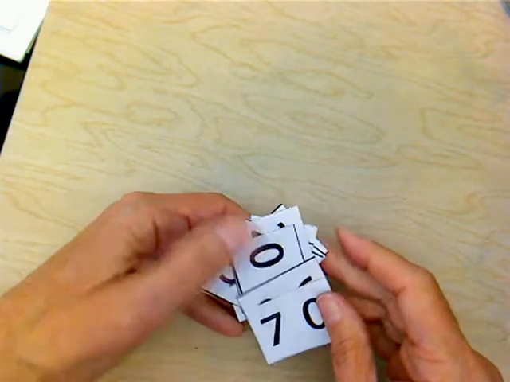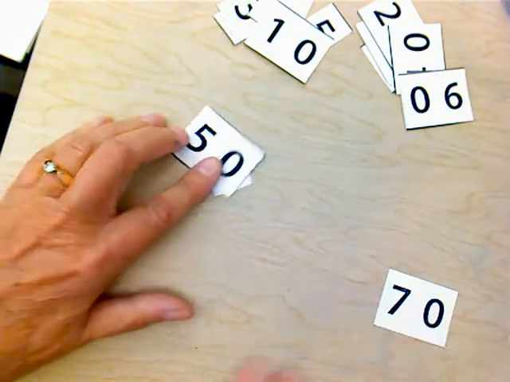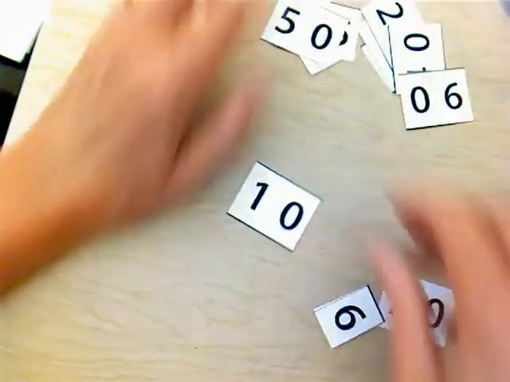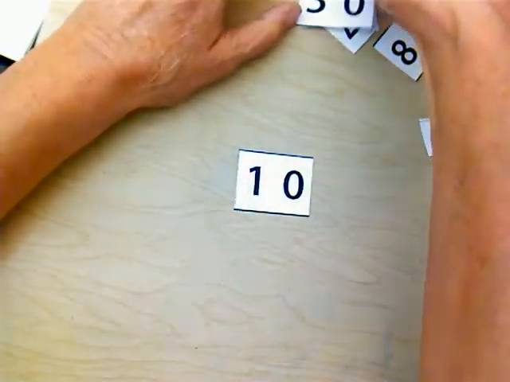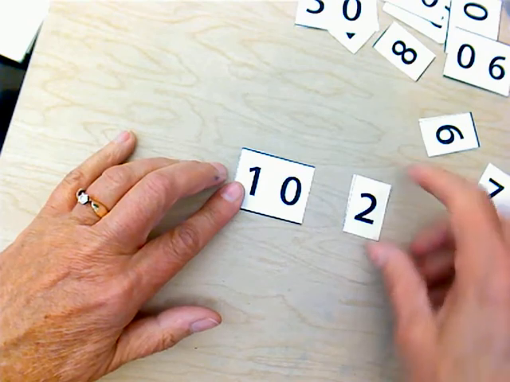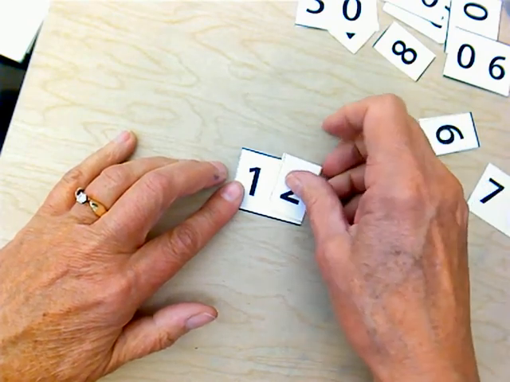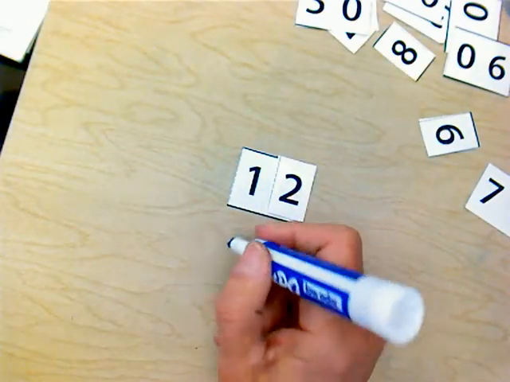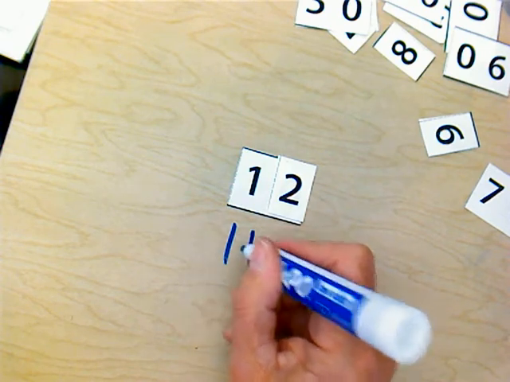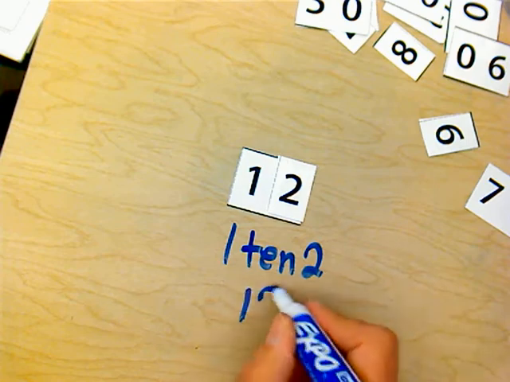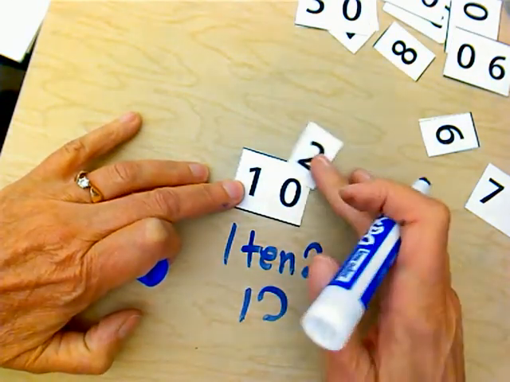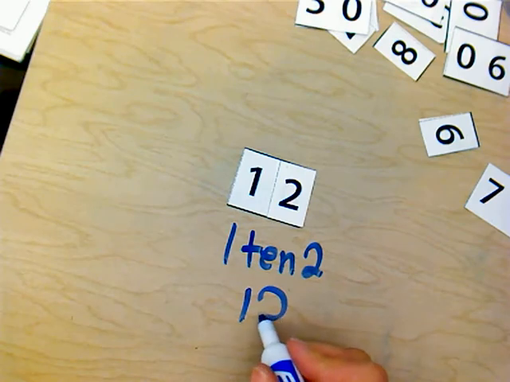So now I have cut out, and you need to cut yours out too, but for right now you're just going to watch me. Okay, so I've got my numbers, and we are going to have 10 plus 2. 10 plus 2 gives me 12. So 1 ten, 2 ones would be the same as 12. So 10 plus 2 gives me 12.